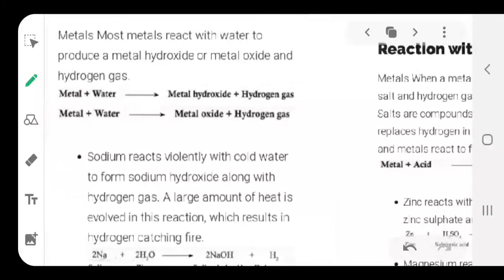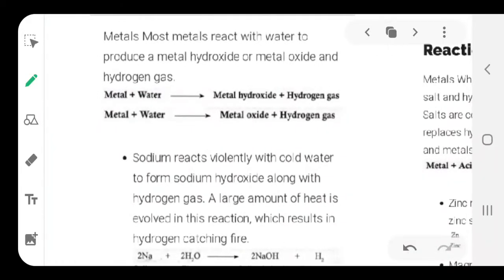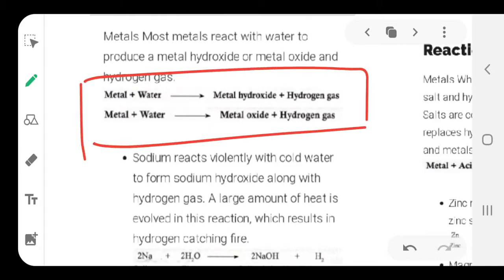Now come to the second reaction. What happens when they combine with water? Write down the two general equations. Generally when metals combine with water, they form either metal hydroxide with hydrogen gas or metal oxide with hydrogen gas. Write it down, they form either metal hydroxide or metal oxide.